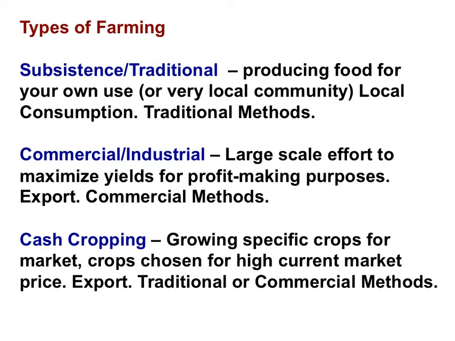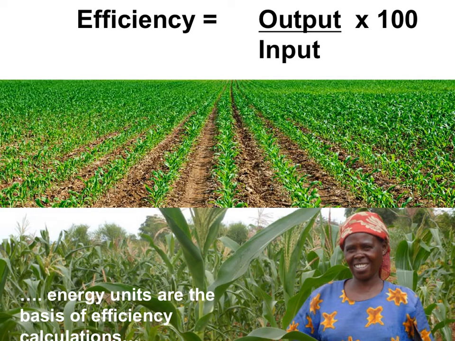Now remember the general descriptions of various agricultural types that I've covered in a previous movie. These descriptions provide some information on system characteristics. The subsistence or traditional agricultural system produces food for the use of the family or a local community. It's for local consumption with traditional methods. The commercial or industrial agricultural system is a large-scale effort to maximize yields for profit, possibly for export, using commercial methods.